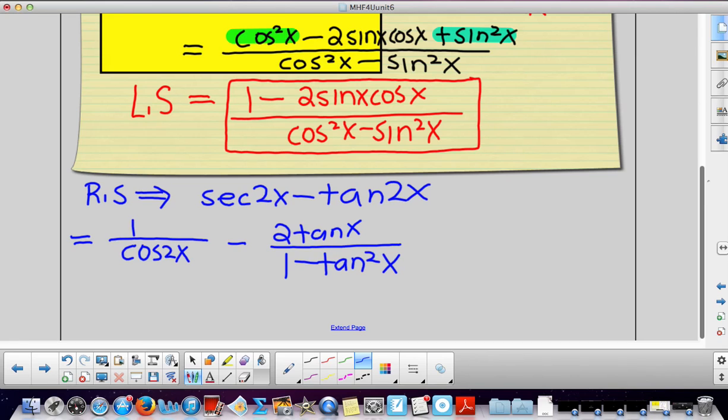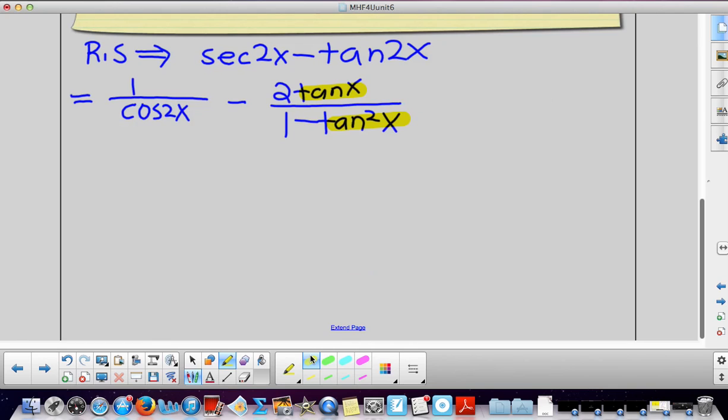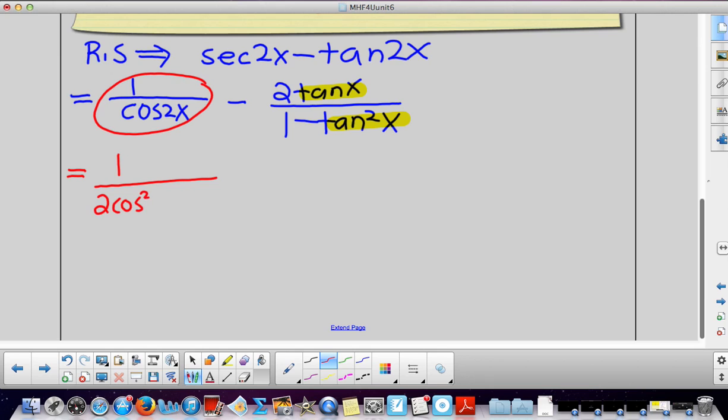What makes this so complicated is that, remember, the left-hand side is in terms of only sine x and cos x. That means I want to focus in on my tan x's, and I need to convert them into sine x over cos x. So much fun. So 1 over cos 2x is going to be equal to 1 over 2 cos squared x minus 1, which is fantastic because my left-hand side did have a cos squared x in it, right? So that's good.